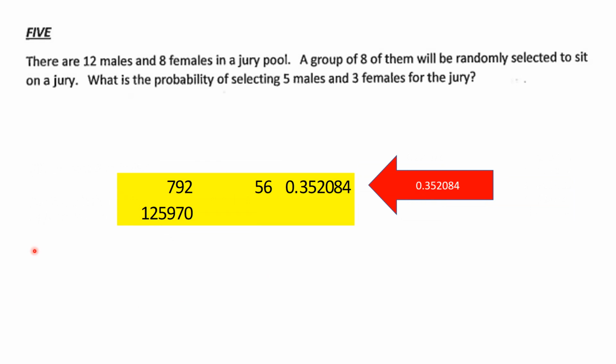Number 5, if you had 12 males and 8 females in a jury pool and you were picking 8 of them randomly to sit on a jury, what's the probability of selecting 5 males and 3 females? Well, the males are 12 choose 5, and the females are 8 choose 3. You multiply those together as those are separate steps, and the 20 choose 8 is your denominator. So it's the product of these two numbers divided by that number, and you get 0.084 as your final answer.